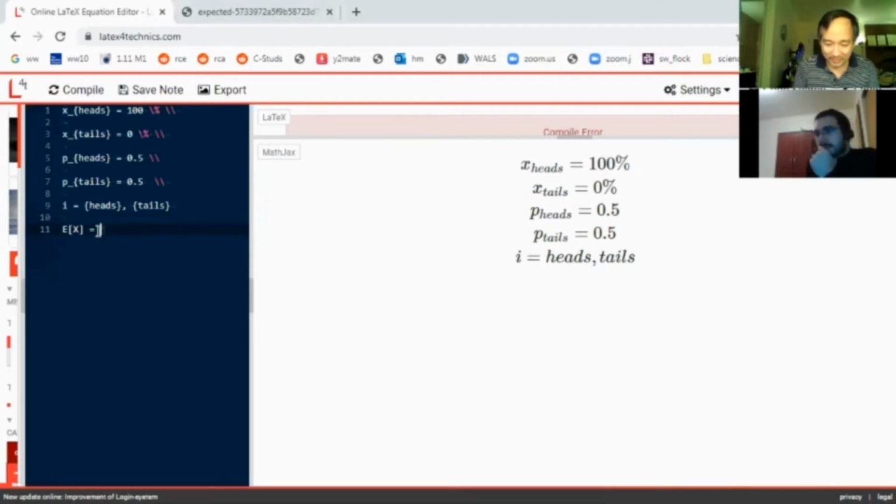I think, is it sum? If you're going to do sum, I think you have to put parentheses or brackets. x_i p_i? I may not even need the parentheses. But let's just see how this renders. Maybe it's going to blow up. Oop, I need to do this. Let's recompile. Pretty close. Yeah, that's what I want.